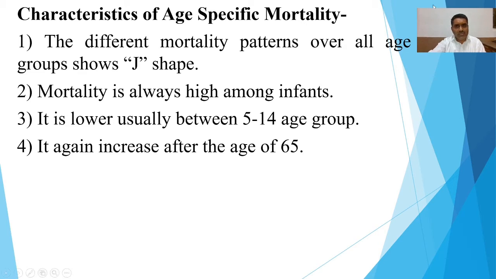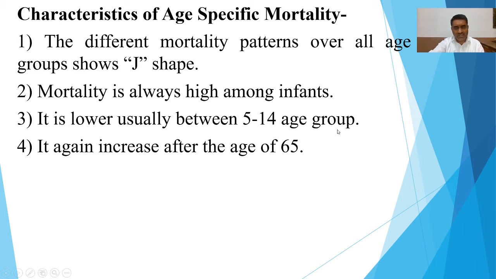Characteristics of age specific mortality. The different mortality patterns over all age groups show a J shape. Whenever we plot a graph of mortality, there is a J shape, like the capital English letter J, and thus there is a shape of the particular specific mortality. Mortality is always high among infants, as I have already explained that resistance power or immunity is less in infants, and that's why mortality is always high. It is usually lower between the 5 to 14 age group.